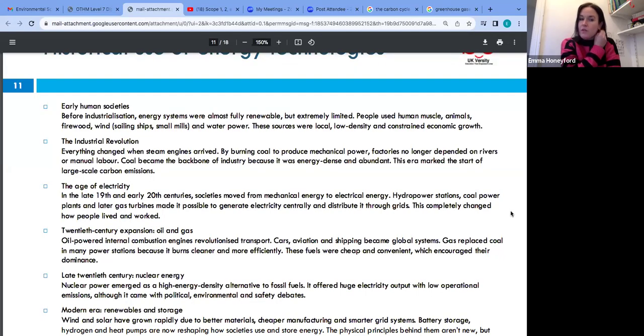So the Industrial Revolution: everything changed when steam engines arrived. By burning coal to produce mechanical power, factories no longer depended on rivers or manual labour. Coal became the backbone of industry because it was energy dense and abundant. This era marked the start of large-scale carbon emissions.